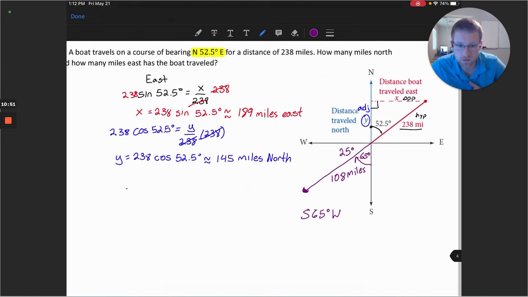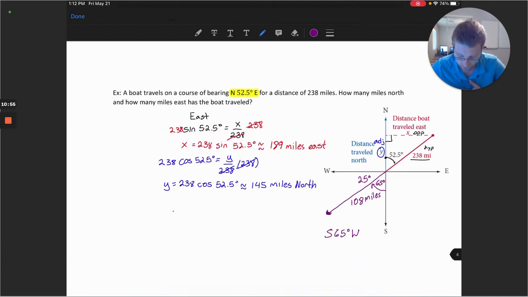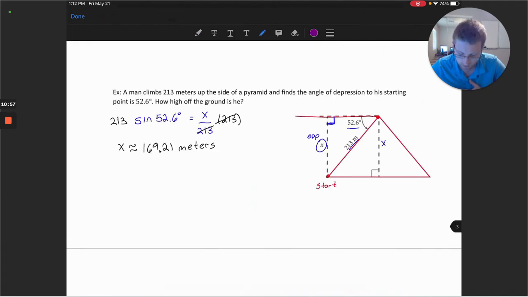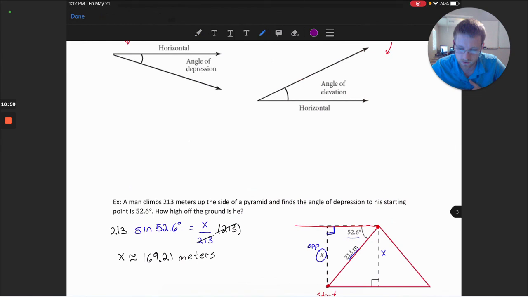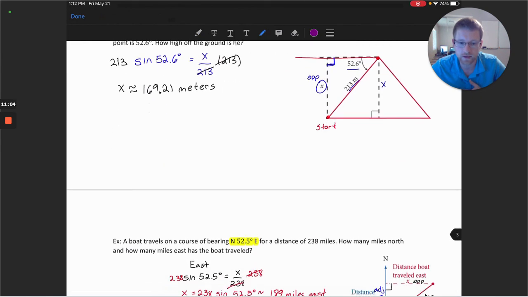So I hope this helps with some of these directional applications, as well as angles of depression and angles of elevation. I'll see you in the next video.